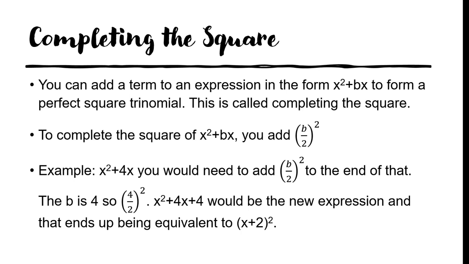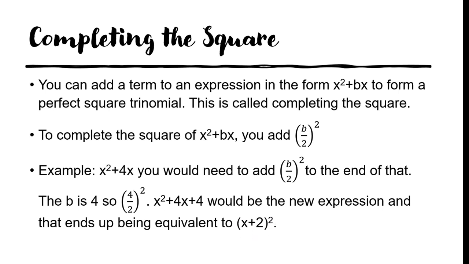You can add a term to an expression in the form x squared plus bx to make a perfect square trinomial. That's called completing the square. So if you have x squared plus bx, then you add b over 2 squared. So in this example, x squared plus 4x, the b would be the 4 here. So you're going to add 4 over 2 squared. So 4 divided by 2 is 2. 2 squared is 4. And you would be making the new expression that ends up being a perfect square of x plus 2 squared.